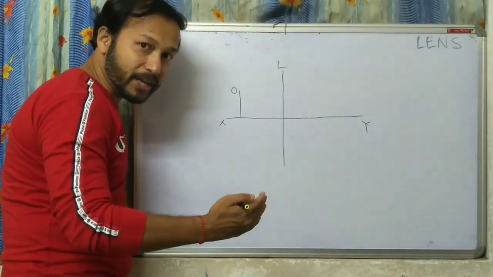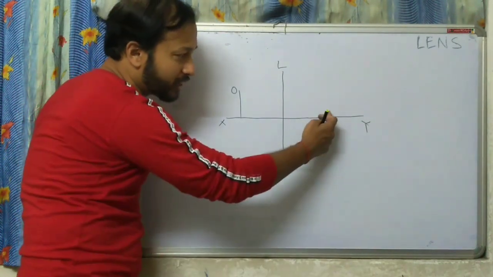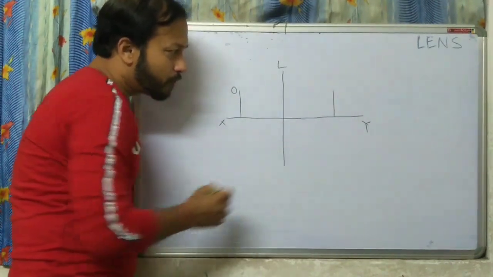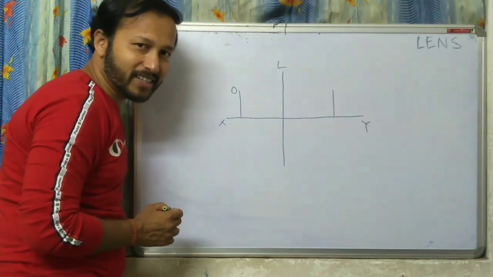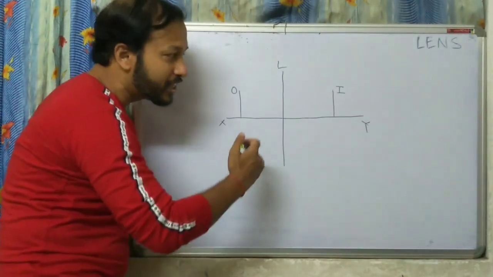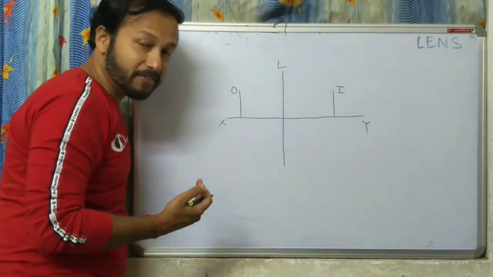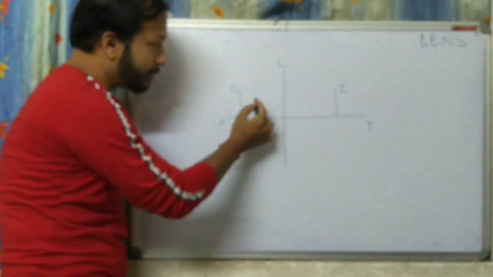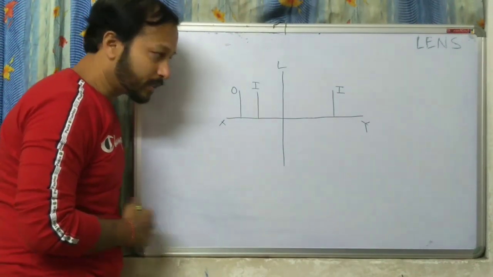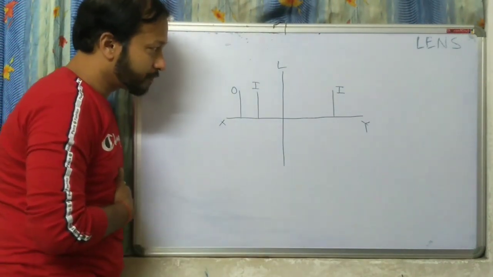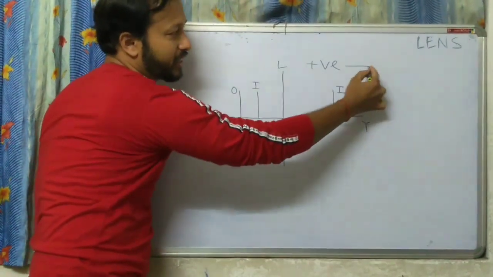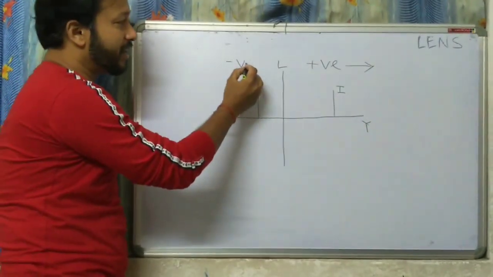And I will get the image. I may get the image on this side as well as this side. If I get my image this side, we call it real image. So this is my image and this image is called real image because it is forming on the right side of the lens. If the image is forming this side of the lens, then this is the virtual image. Fine. And we need to know that this side is positive direction, and this is negative direction.